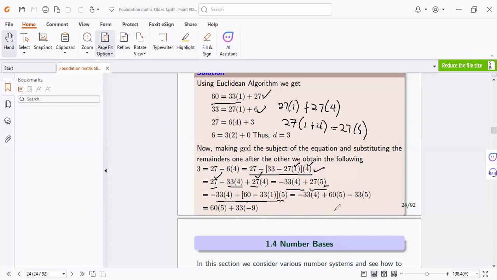When you collect like terms, what you find is that the GCD, which was 3, is the same as 60 times 5 plus 3 multiplied by -9. Now, you cannot use this one to find the inverse of any number here. You cannot use it because when do we say that numbers have inverses?